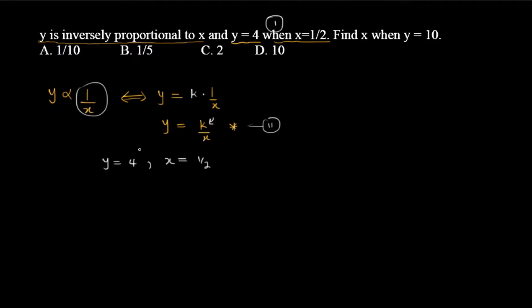So when y is 4, you have 4 equals k divided by x, and x is 1/2. We want to find k here. Now k divided by 1/2 is the same thing as k times, when you change the division sign to a multiplication sign, you reciprocate what you have here. So this becomes 2 divided by 1, and k times 2 gives you 2k divided by 1, which is just 2k.